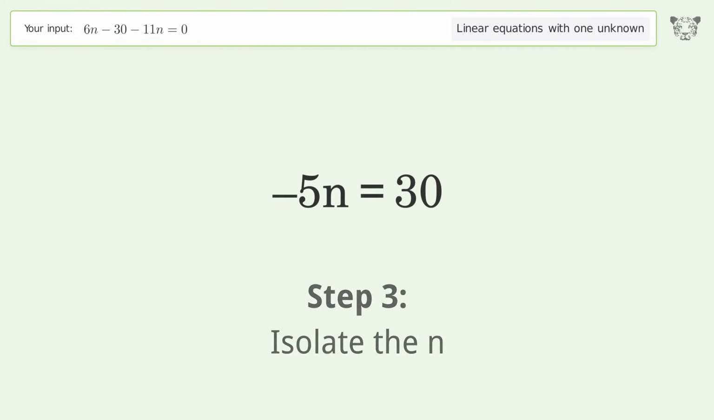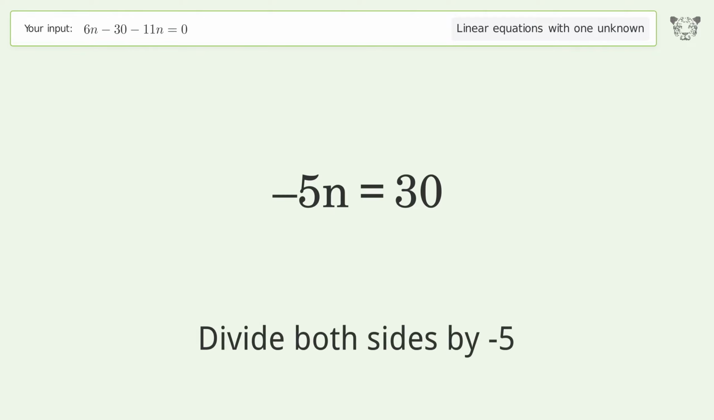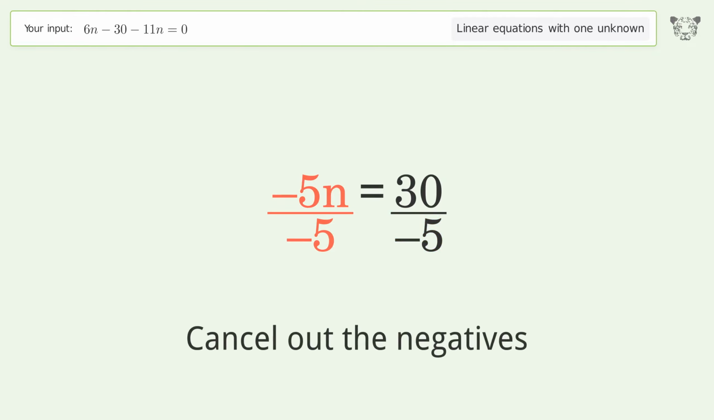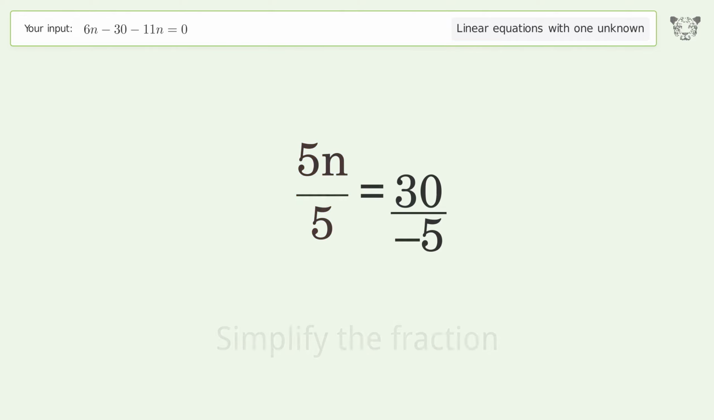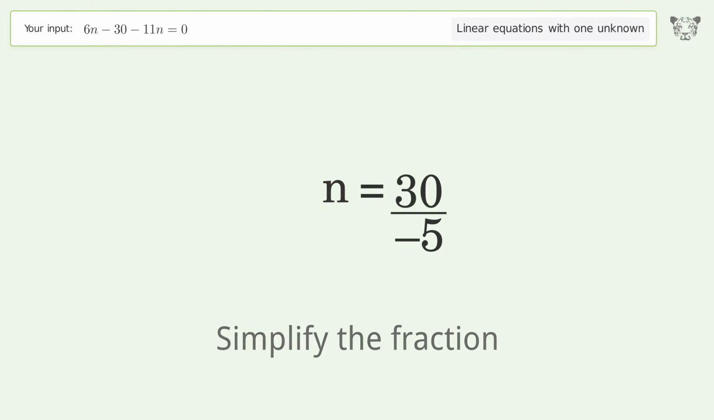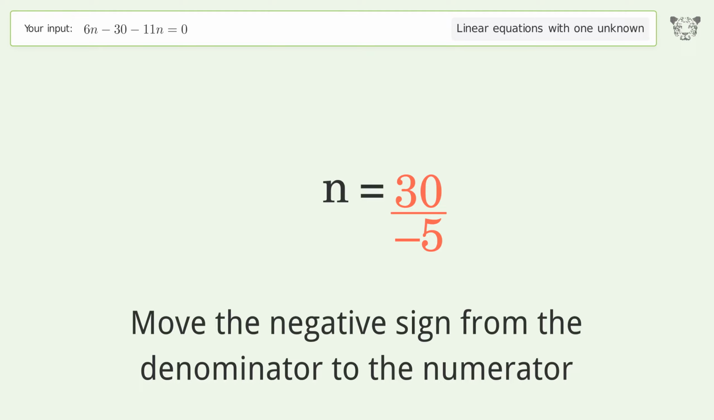Isolate the n. Divide both sides by negative 5. Cancel out the negatives. Simplify the fraction. Move the negative sign from the denominator to the numerator.